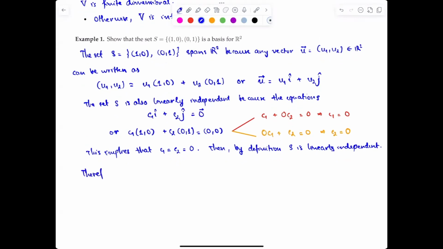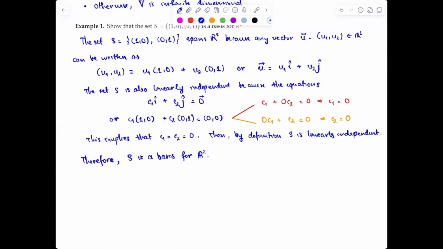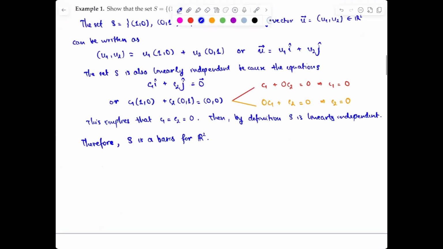Therefore, S is a basis for R2. All right. Technically, there's a name for this because set S is the collection of standard unit vectors. The set S is called the standard basis for R2.